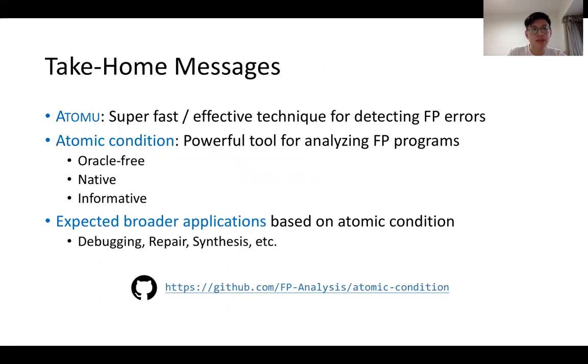So finally, some take-home messages. In this paper, we introduce Atom, a super fast and effective technique for detecting floating point errors. We also introduce the concept of atomic condition, which we believe is a powerful tool for analyzing floating point programs. It brings several advantages, such as being oracle-free, native, and informative. Because of these advantages, we expect atomic condition to have broader applications, such as debugging, repair, and synthesis.